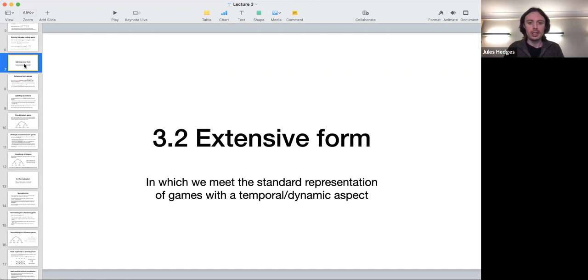So now we come to the main mathematical formalization of games that have dynamic or temporal structure, which is extensive form. So normal form and extensive form together are the two main classes of formal games that are studied in game theory. Although there are many other ad hoc extensions that sometimes come up, normal form and extensive form are the two big ones.